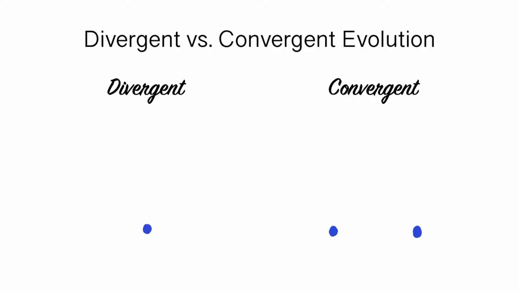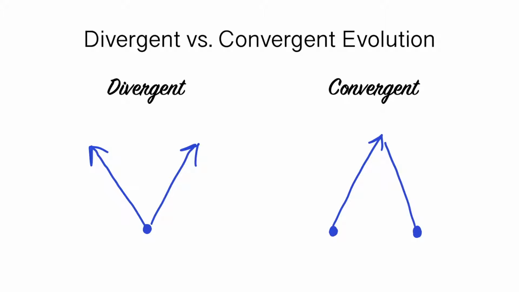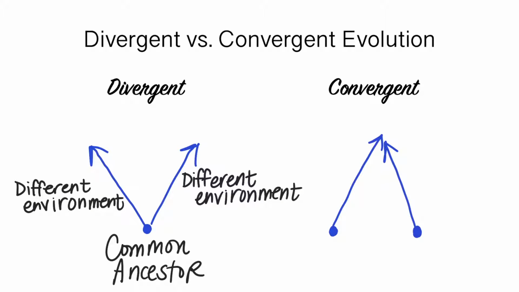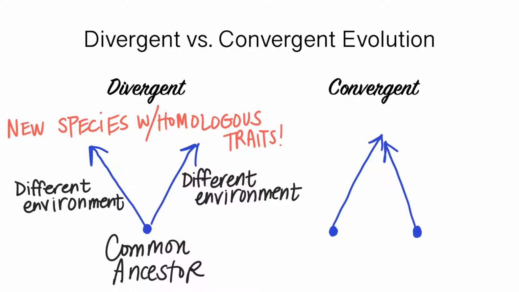Now, remember, diverge means to start in one place and go off in two directions. This is as opposed to converge, which means that you're actually starting in two different places and then ending up in the same place. So from an evolutionary perspective, divergent evolution means that a common ancestor, a single species, facing various selective pressures from the environment, eventually evolved into multiple different species. Recall, this type of evolution leads to homologous traits.